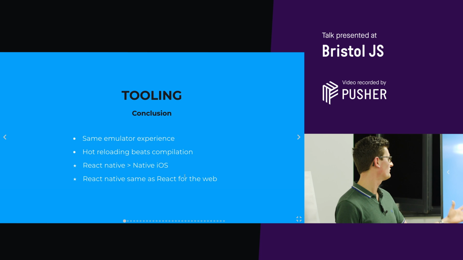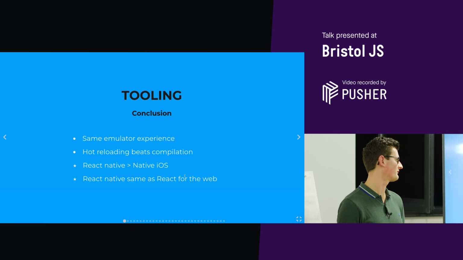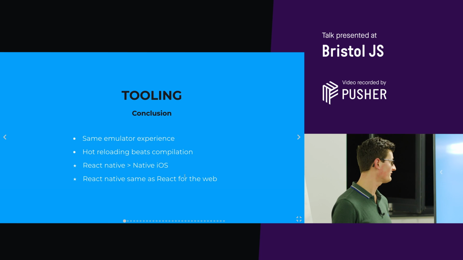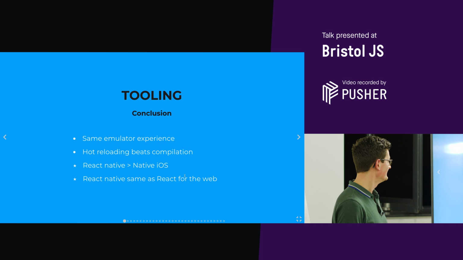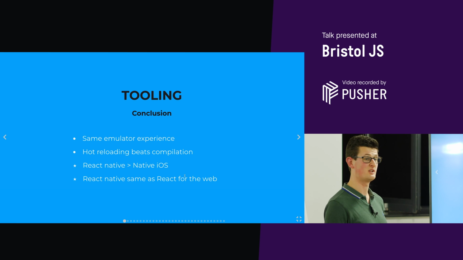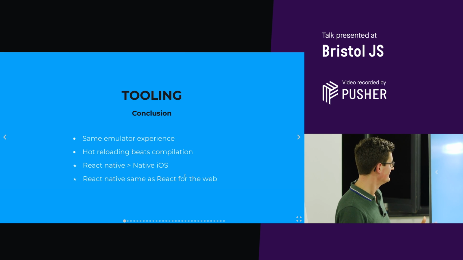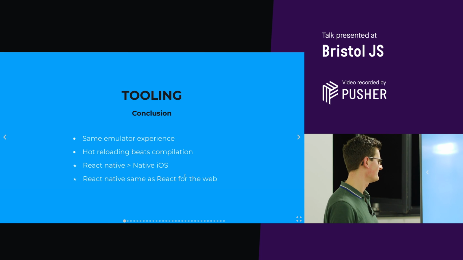So overall, looking at tooling, working with React Native and comparing that to the native side, they had the same emulator experience, so there's no difference there, but they were both equally as good, which is a good thing. I much preferred having the hot reloading functionality that comes with the React Native tooling compared to the compilation. It made it a lot faster to develop. I preferred React Native to the native iOS development there overall.